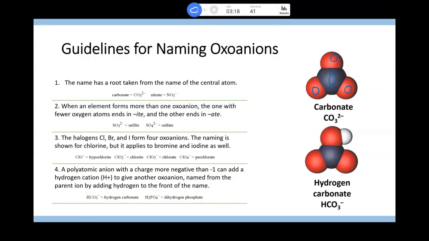If an element forms more than one oxoanion, so in this example we have sulfur, the element sulfur can form an anion with 3 oxygen atoms and an anion with 4 oxygen atoms. The anion with fewer oxygen atoms ends in ite, so here we have sulfite. And the one with more oxygen atoms ends in ate.